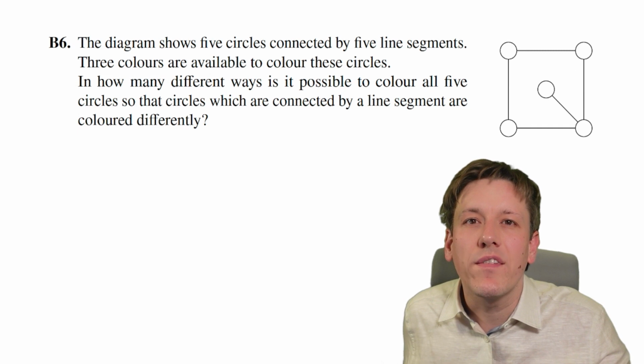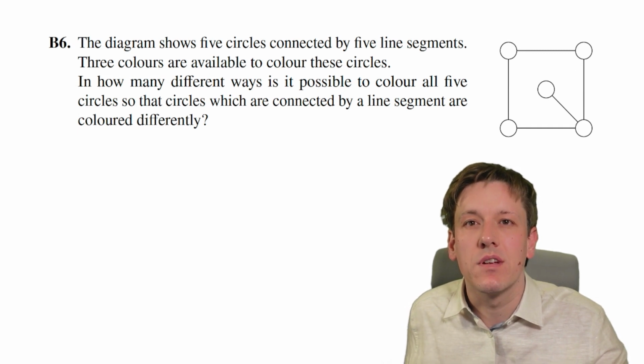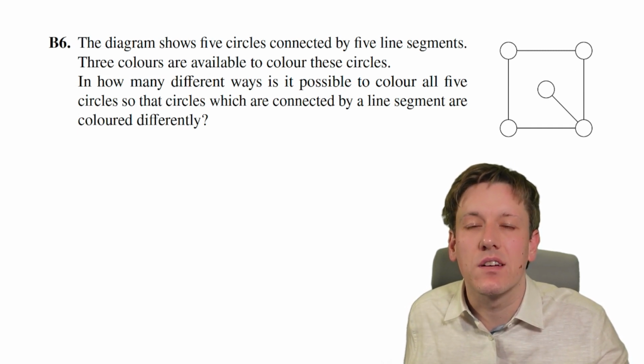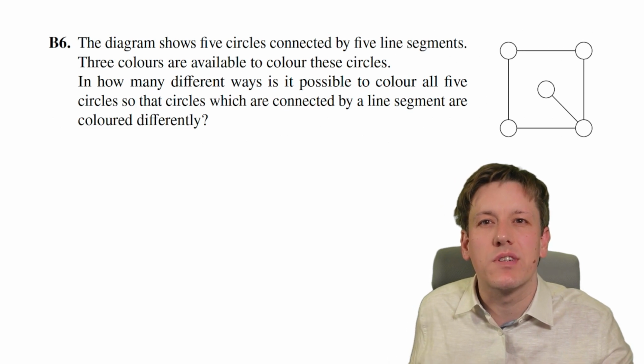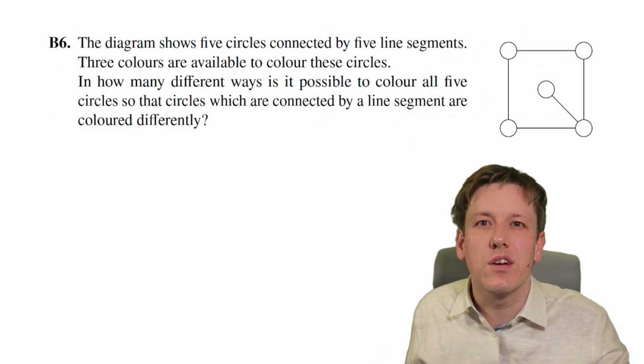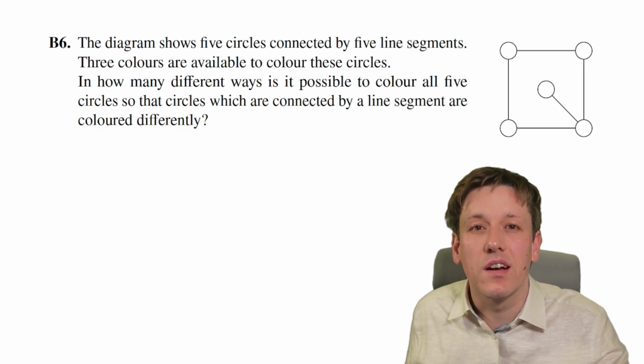The diagram shows 5 circles connected by 5 line segments. 3 colours are available to colour these circles. In how many different ways is it possible to colour all 5 circles so that circles which are connected by a line segment are coloured differently?